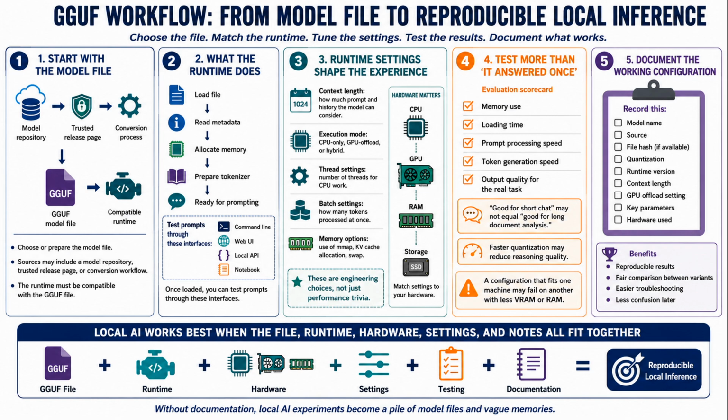Several runtime settings shape the experience. Context length controls how much prompt and conversation history the model can consider. Execution may be CPU only, GPU only for supported layers, or hybrid, where some work is offloaded to the GPU and some remains on the CPU. Thread settings, batch settings, and memory options can affect speed, responsiveness, and stability. These are engineering choices, not just performance trivia.